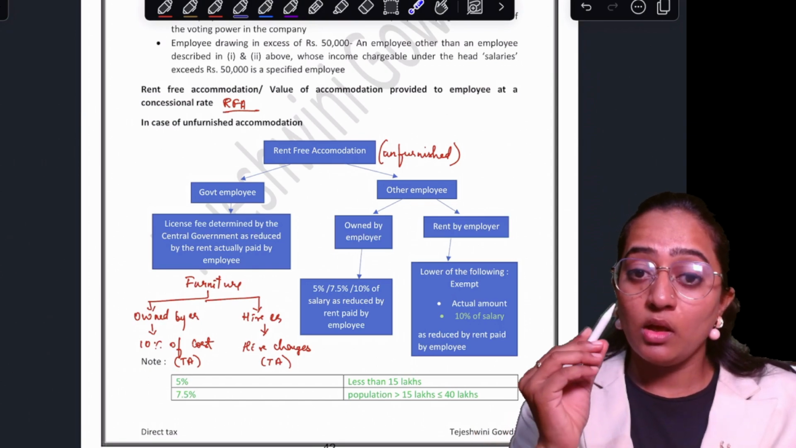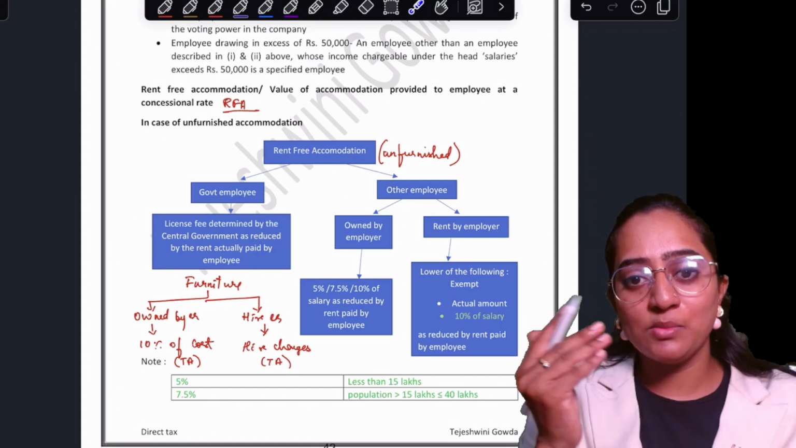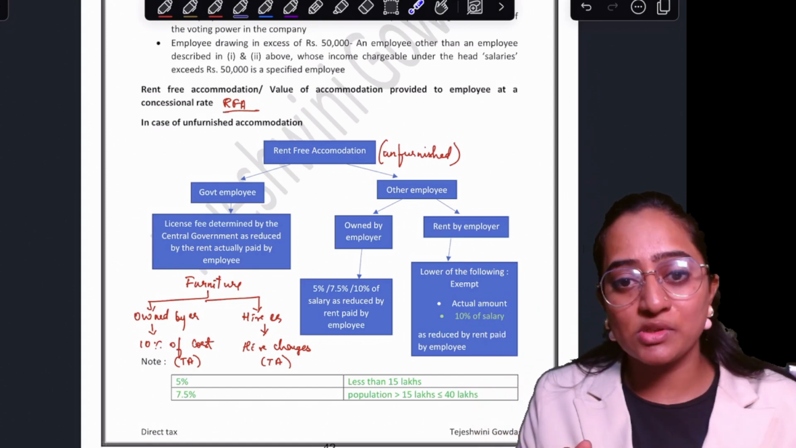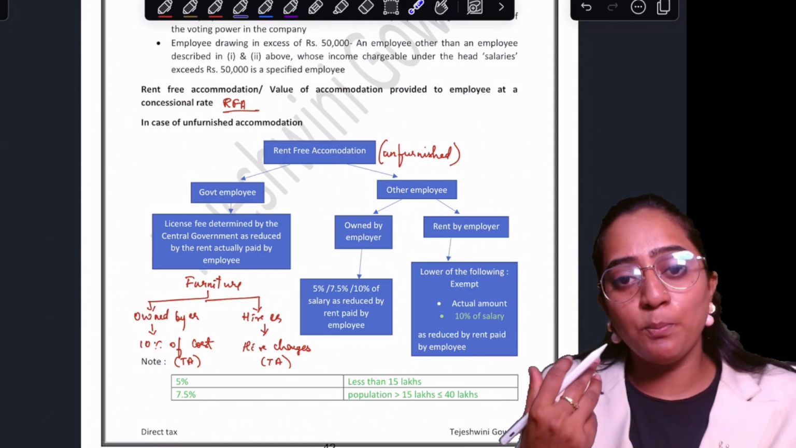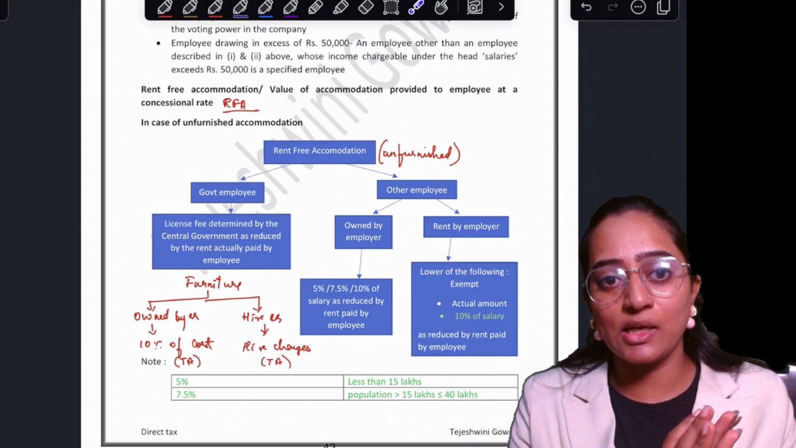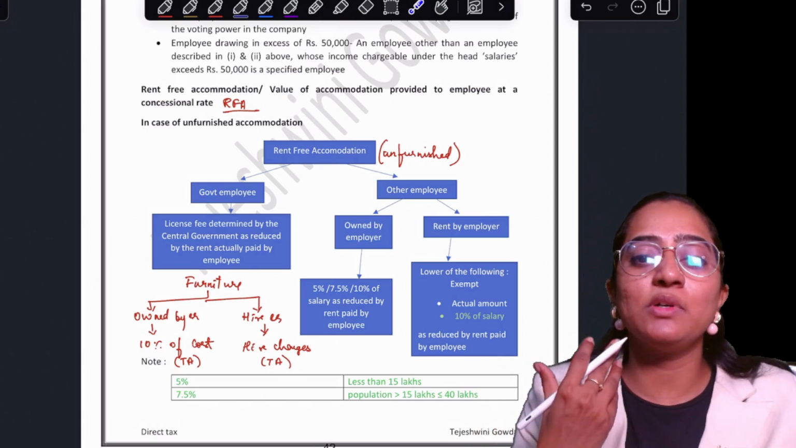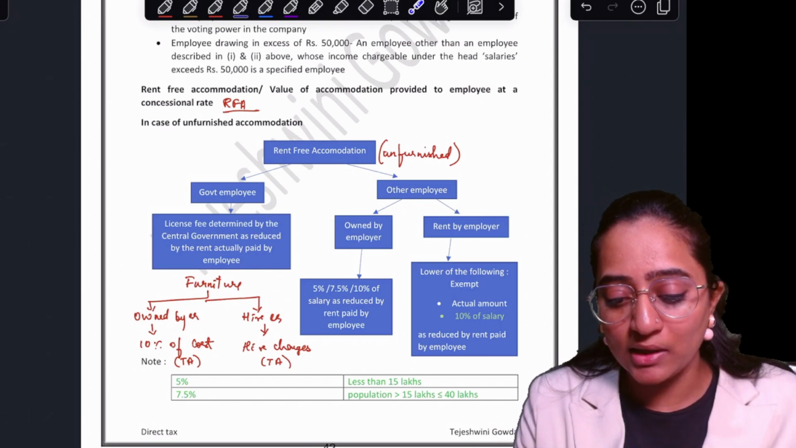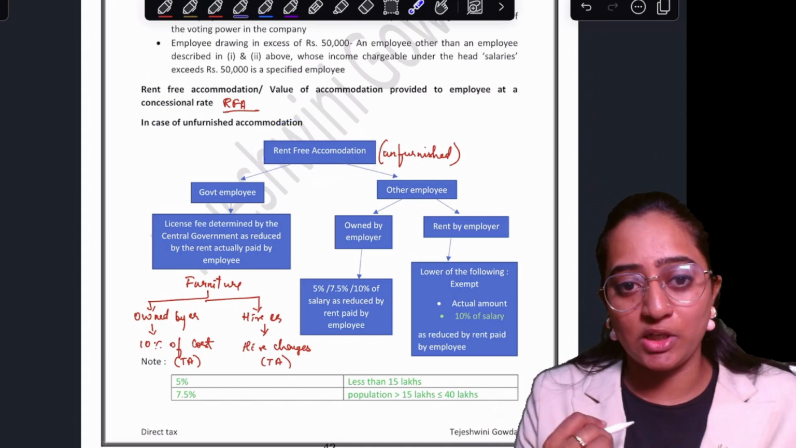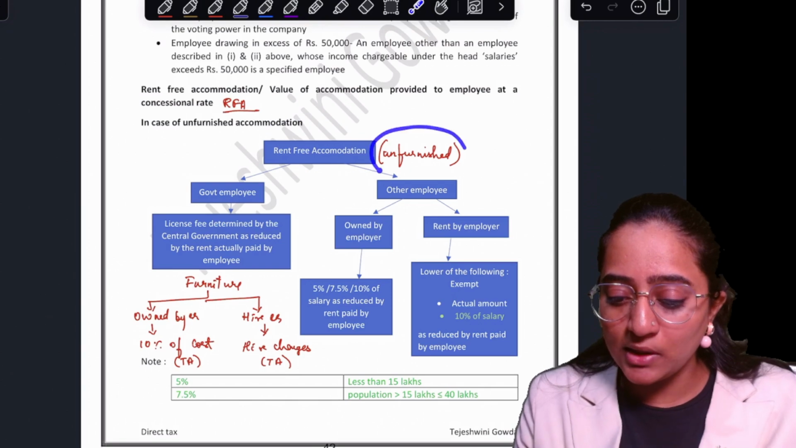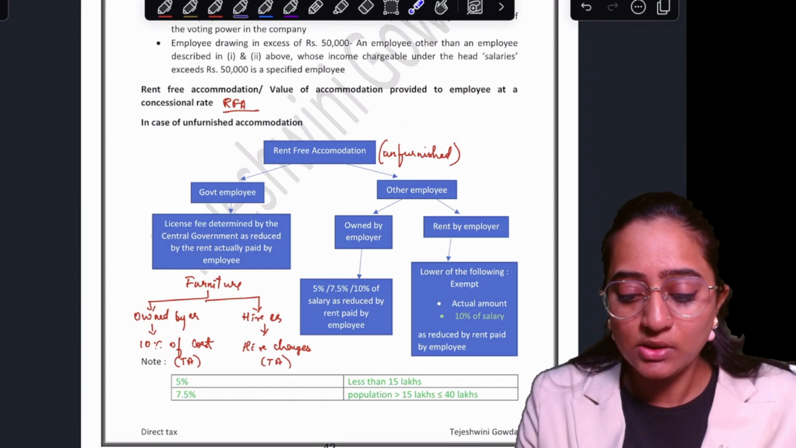If you're staying in rented premises, the employer giving money to you as an allowance is called house rent allowance. Or the employer, being a kind-hearted person, gives you a flat for you to stay. That accommodation, whatever the purpose, is the employer benefit and will be called rent-free accommodation. Now, what I'm speaking about is unfurnished accommodation.